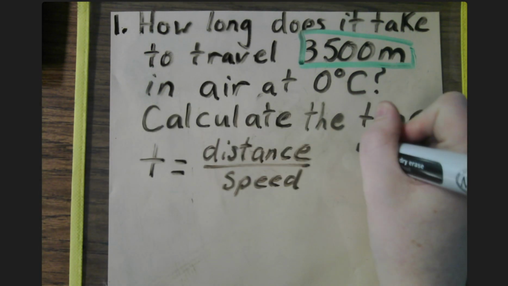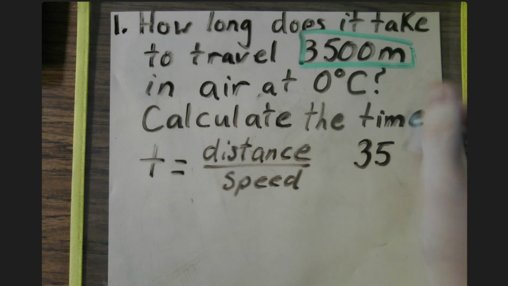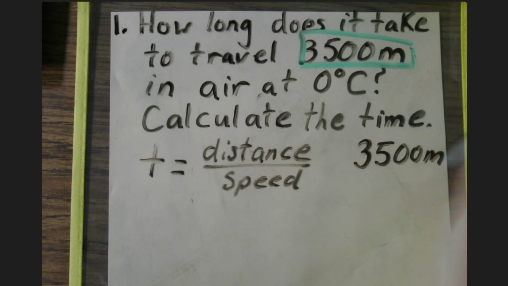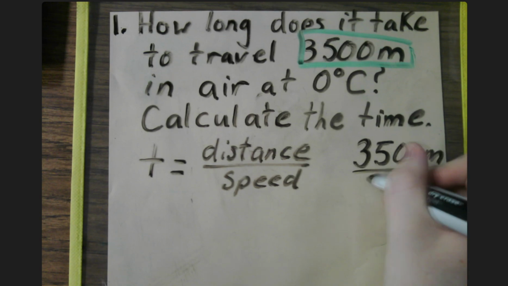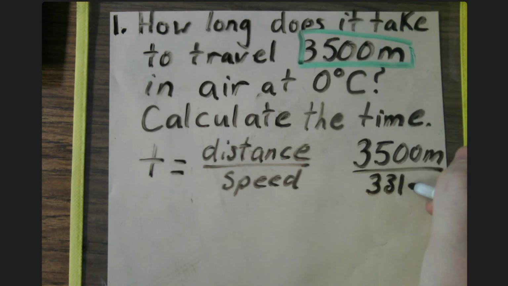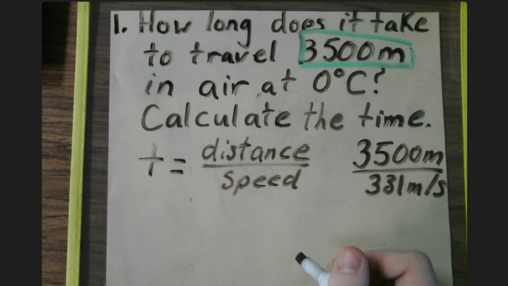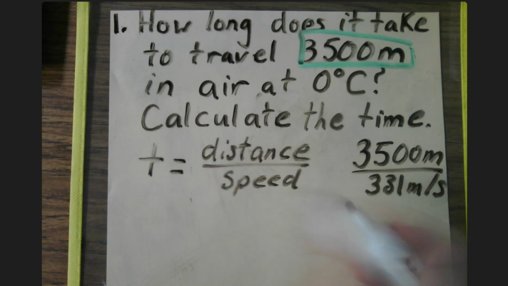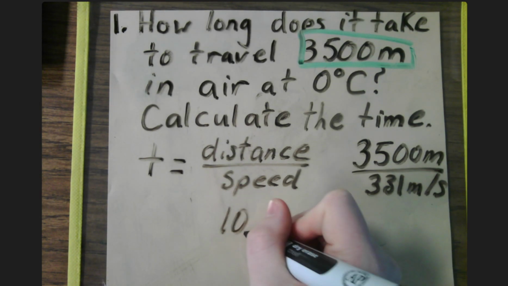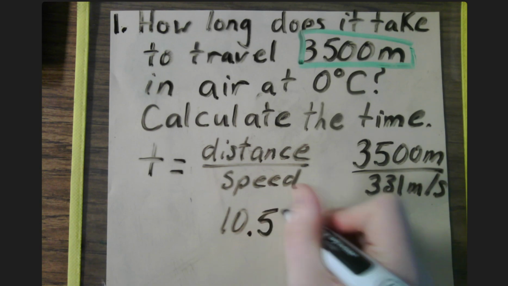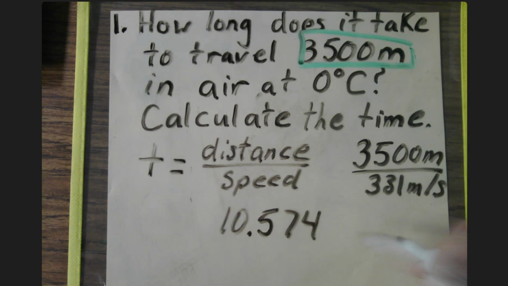So we have our distance, which is 3,500 meters, divided by our speed, which was 331 meters per second. And then you do the math. When you divide these two, it should get you an answer like 10.574, on and on and on. You're going to do it in seconds because we're looking for time.